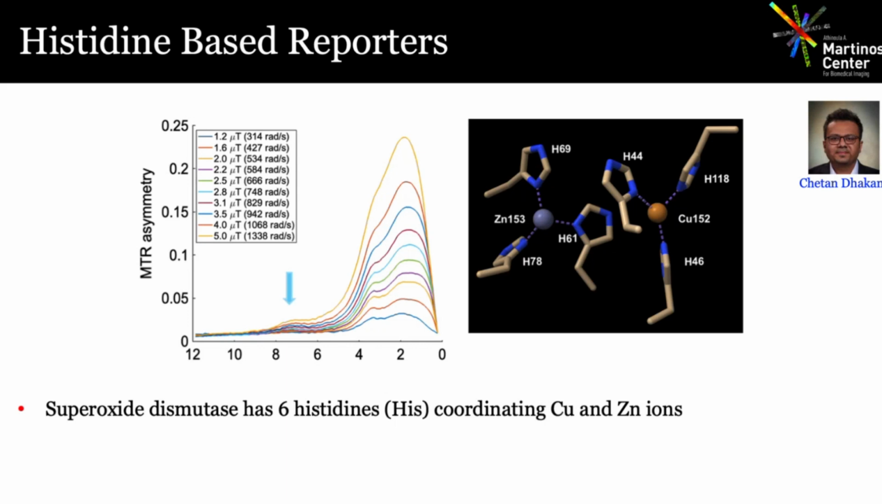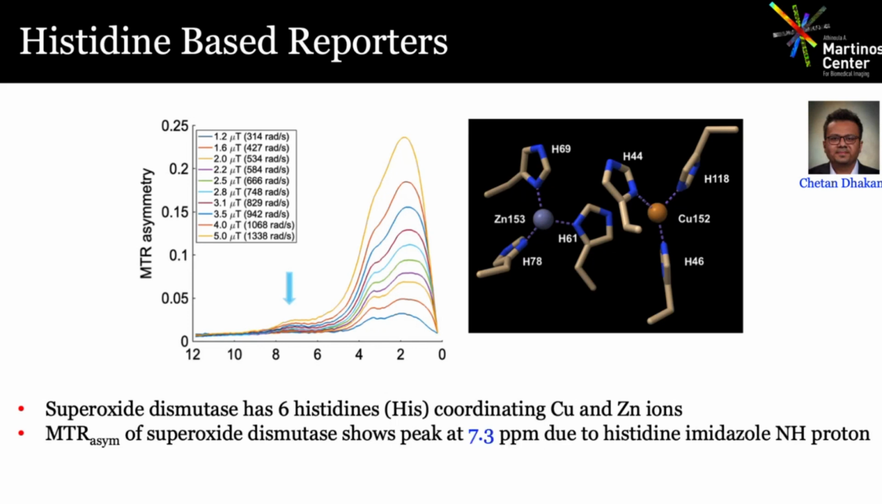So there are some examples. Here, this is superoxide dismutase, which has 6 histidines coordinating copper and zinc ions, and you do get CEST contrast at 7.3 ppm. And the exchange rate is fairly fast, about 800 per second. The problem is this is going to be hard to engineer a reporter that has maybe multiple repeats of this sort of structure.